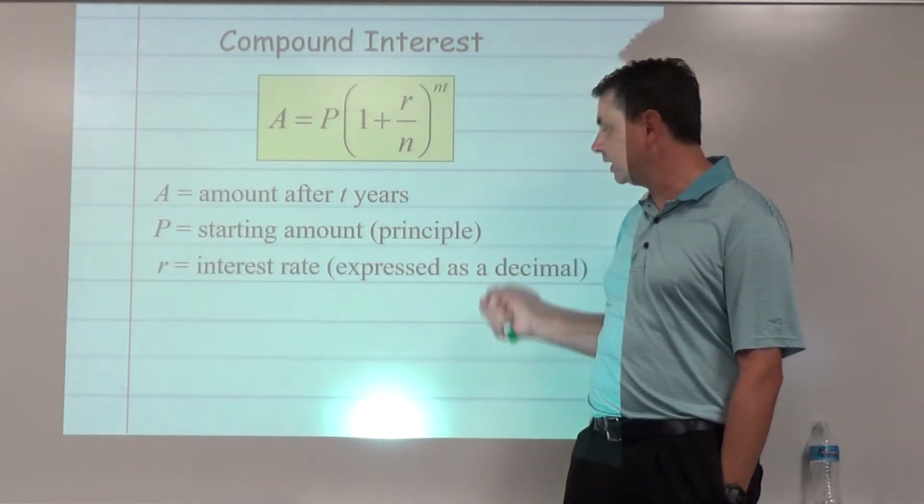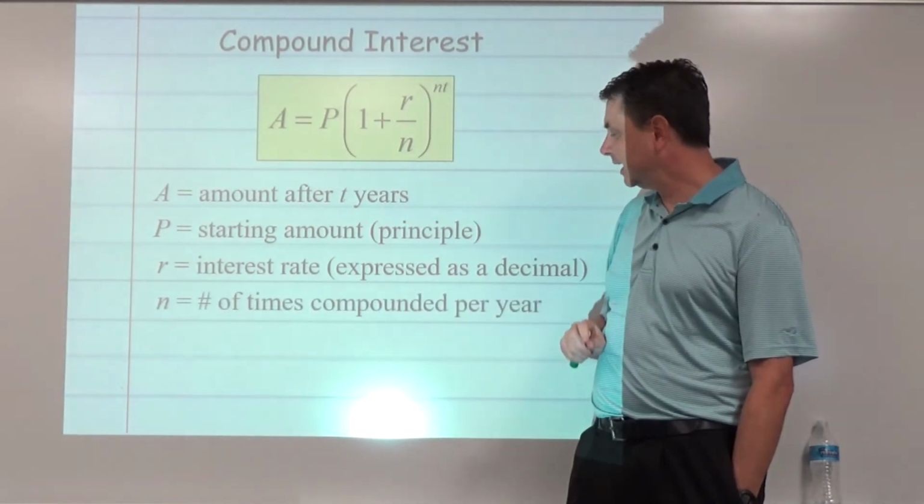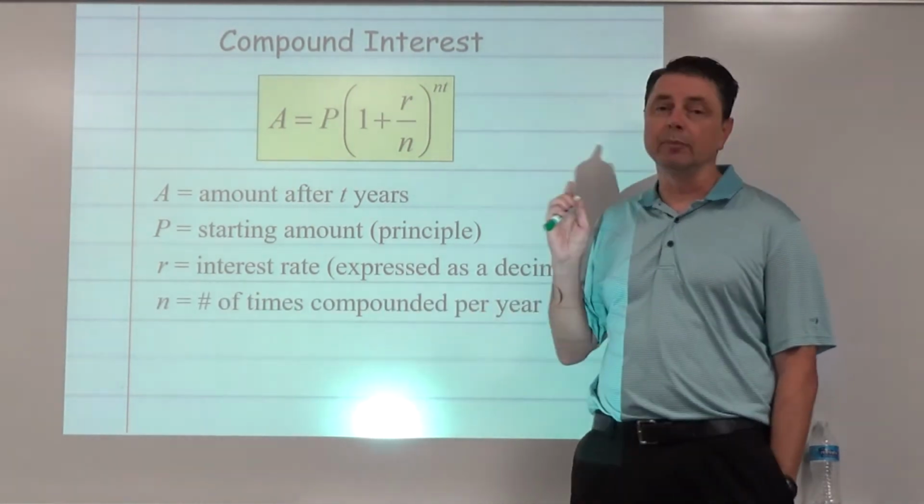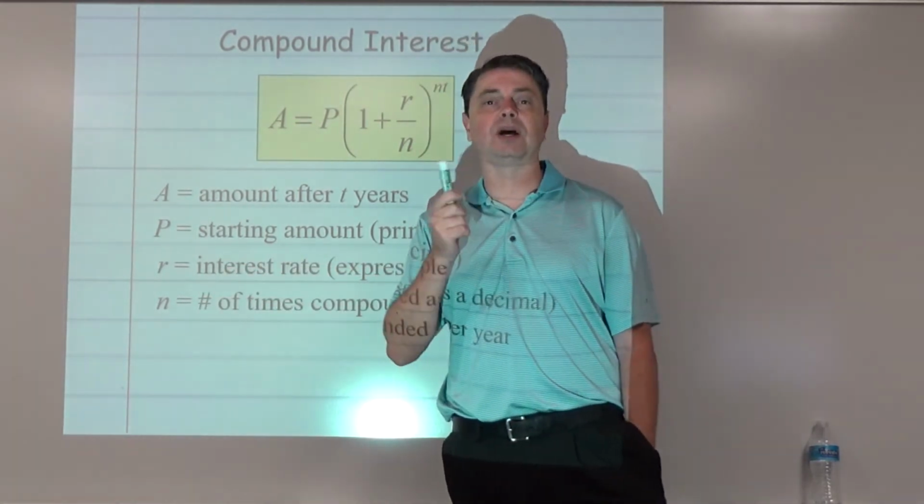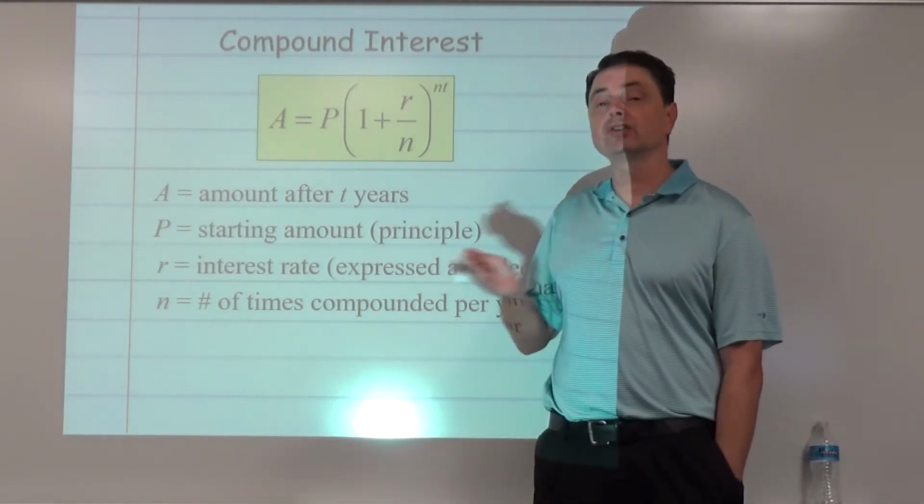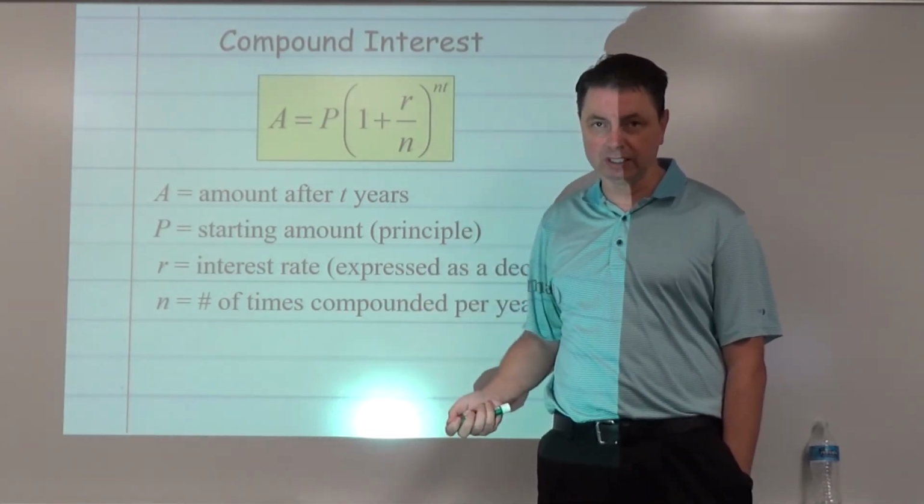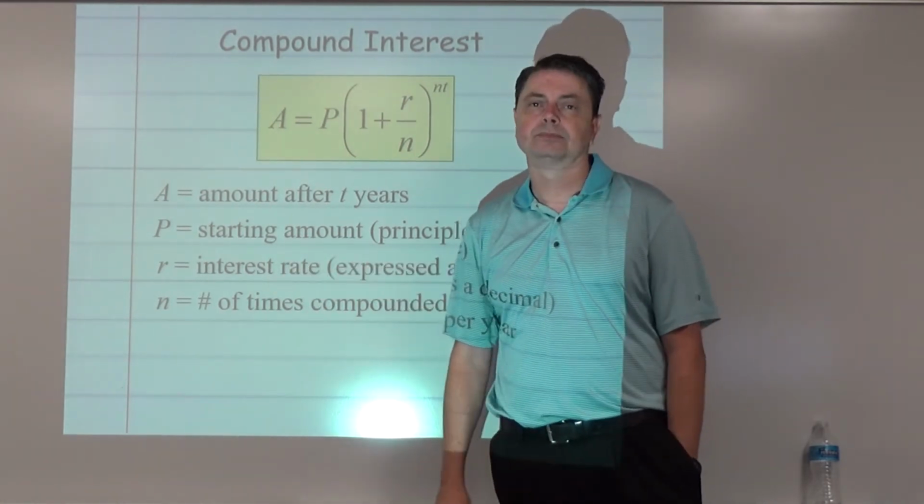R is our interest rate, same thing as we were talking about before. And N is the number of times it's going to be compounded per year. Now, they're not going to tell you in the problem directly what N is. They're going to give you a code word. They're going to say, like, your interest is compounded annually. That means 1 time per year. That would mean that N is 1.